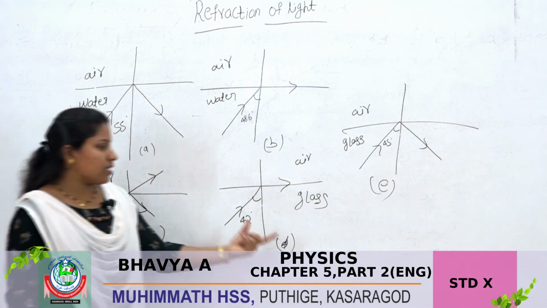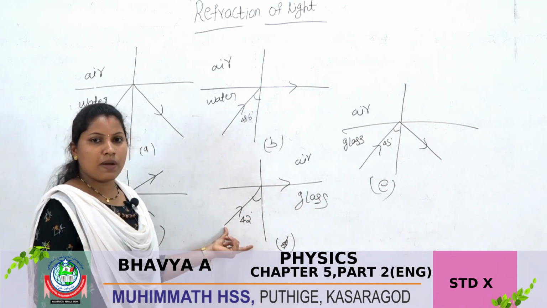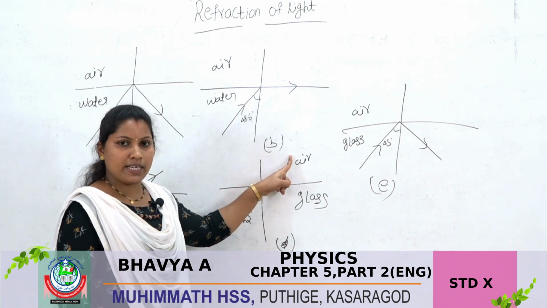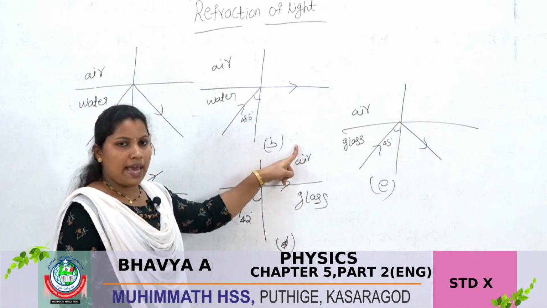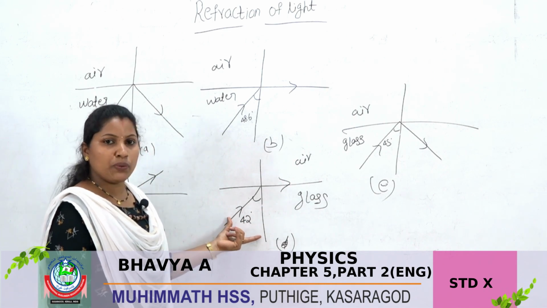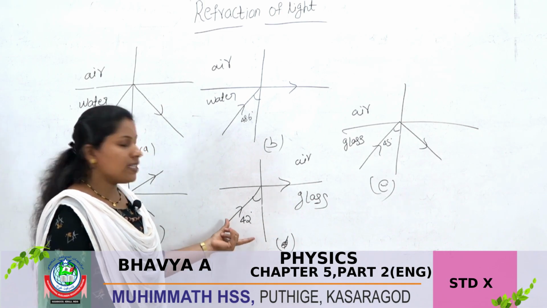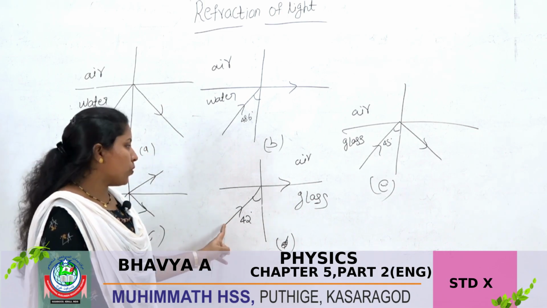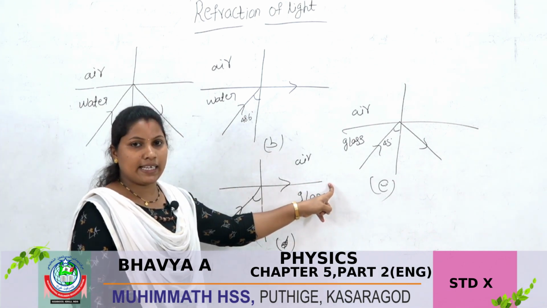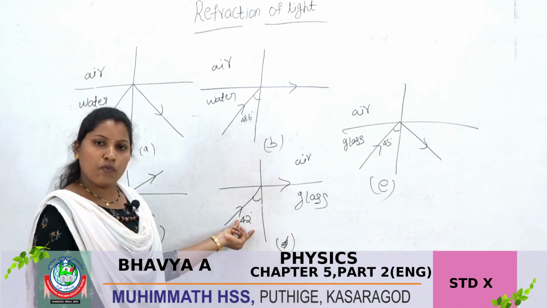In the next picture, a ray of light falls from higher optical density to lower optical density, glass to air. So the angle of incidence here becomes 42 degrees. You know that the critical angle of glass is 42 degrees. So it is refracted at 90 degrees. So this is called the critical angle of glass, 42 degrees.